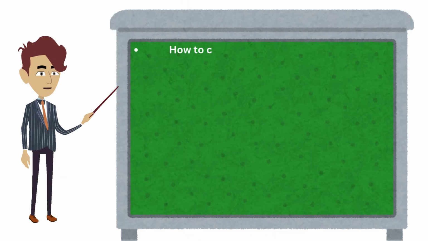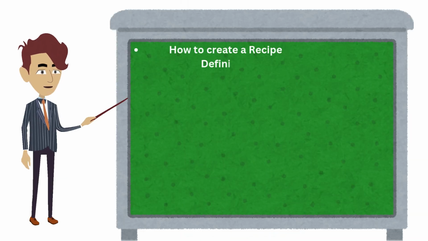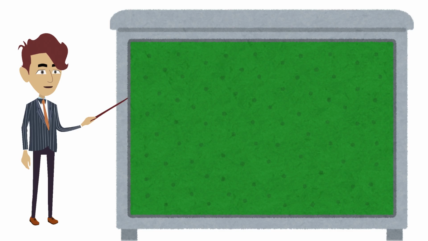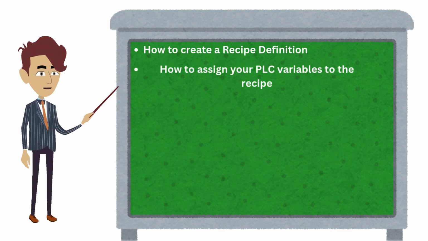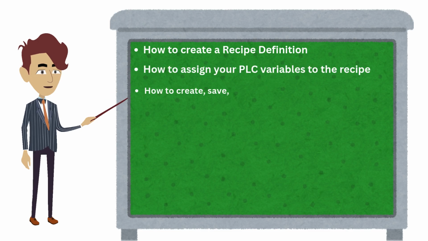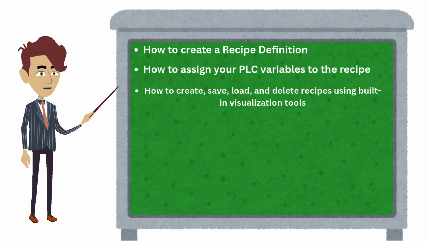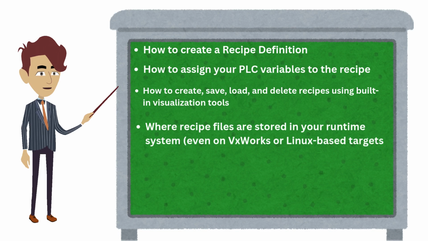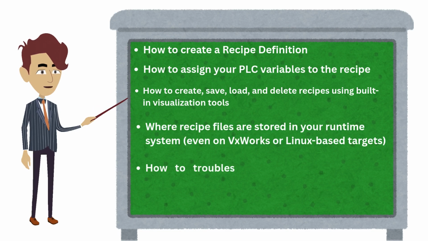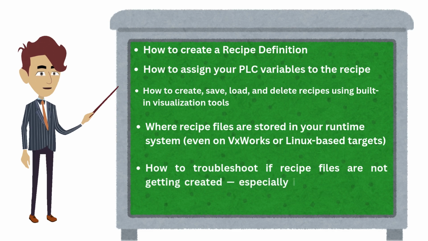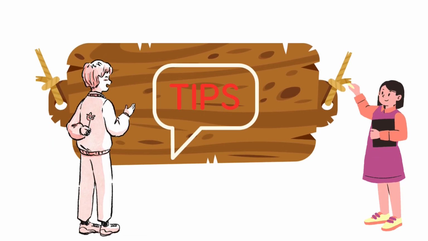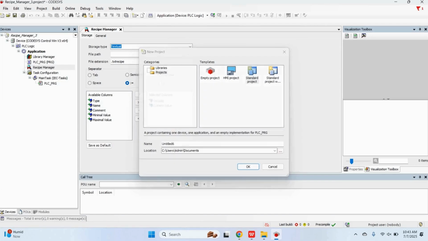In this tutorial, we'll walk step by step through everything you need to know. How to create a recipe definition. How to assign your PLC variables to the recipe. How to create, save, load, and delete recipes using built-in visualization tools, where recipe files are stored in your runtime system, even on VxWorks or Linux-based targets. How to troubleshoot if recipe files are not getting created, especially in custom builders or non-standard runtimes. And as a bonus, we'll share some hidden tips to ensure your recipes load correctly and persist across reboots.